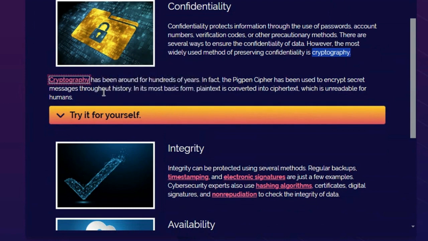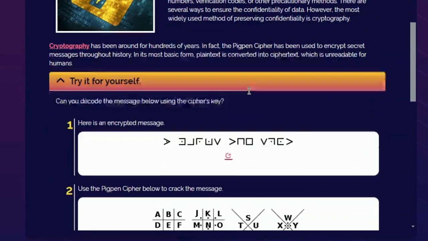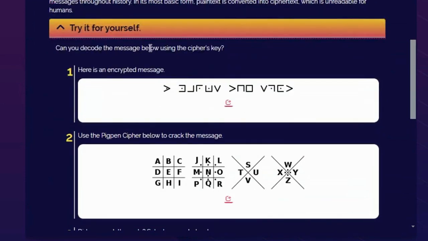contents. So cryptography has been around for hundreds of years, before computers were a thing. In fact, the Pigpen cipher has been used to hide secret messages throughout history. In its most basic form, plain text is converted into ciphertext, which is unreadable for humans. Here, try for yourself. Can you decode the cipher's key? So this is in Pigpen cipher.